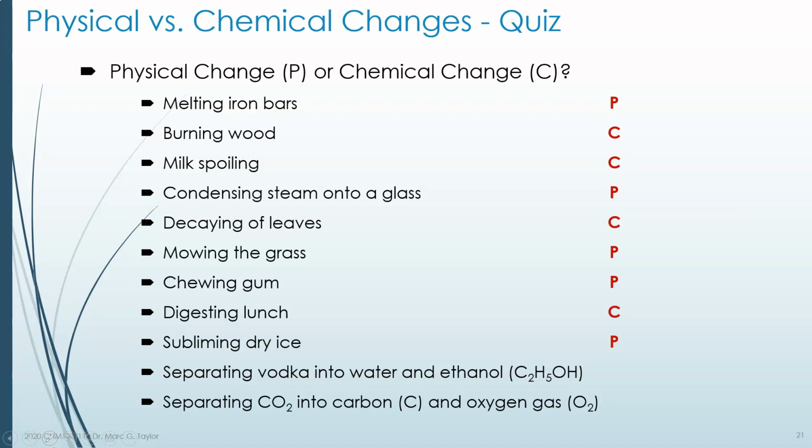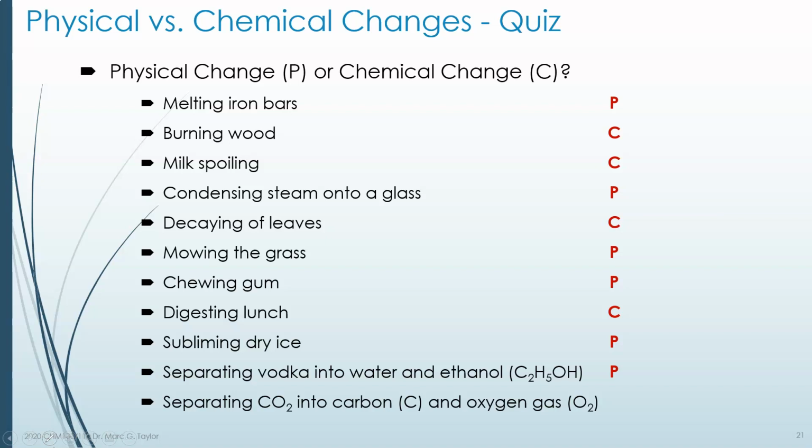You're separating two completely different substances, water, H2O, and ethanol, C2H5OH or C2H6O. You're separating these two. You can do that with physical means. Separating carbon dioxide into carbon and oxygen gas. Well, now you're talking about actually breaking the chemical up into its component elements.